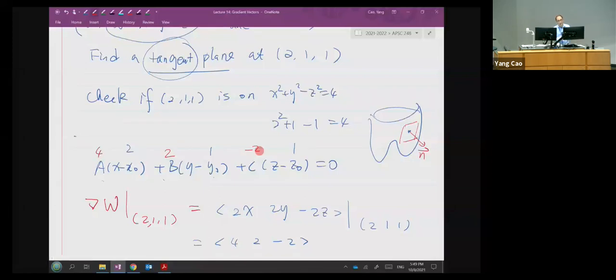So the result is that the gradient vector is perpendicular to the level surface at the location, and equivalently, it's perpendicular to the tangent plane to the surface at the location. That's how you can get the tangent plane. Good, we're right on time. I still have just a little bit to finish the gradient vector, but otherwise we're good. Any questions? All good.